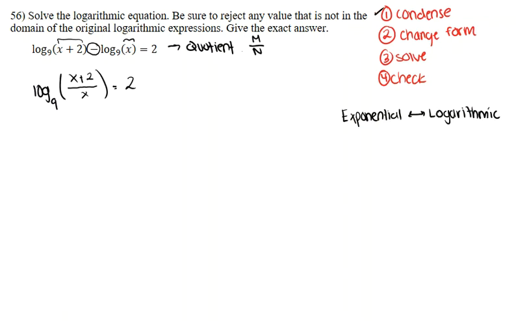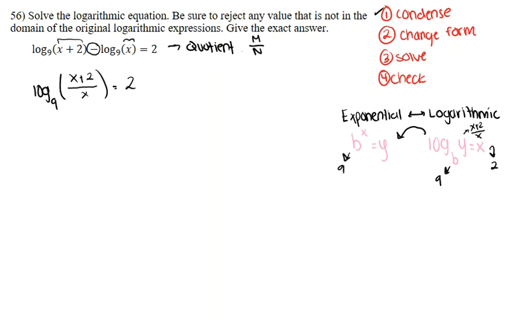So when you're changing between the two forms, exponential and logarithmic, it's good to remember just a standard equation. For your exponential, you have b to the x is equal to y. In your logarithmic, you have log base b of y is equal to x. So for our given equation, we know that in our logarithmic, b is 9, y is x plus 2 divided by x, and our x is 2.